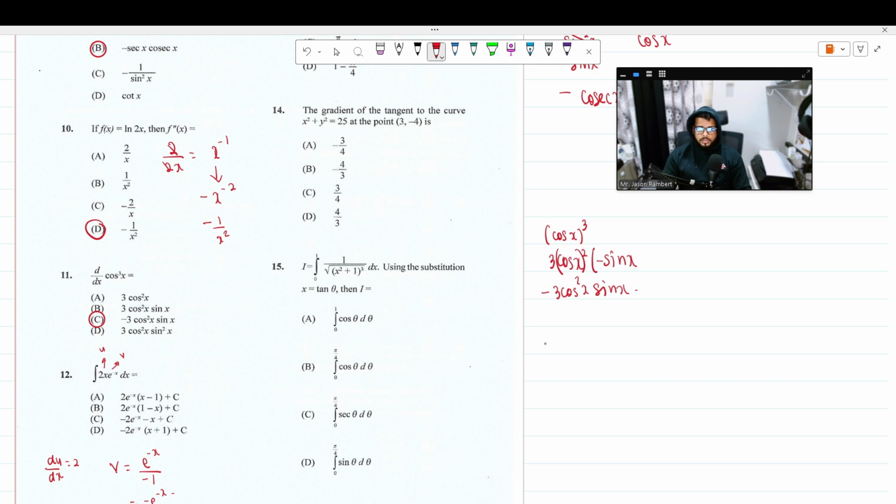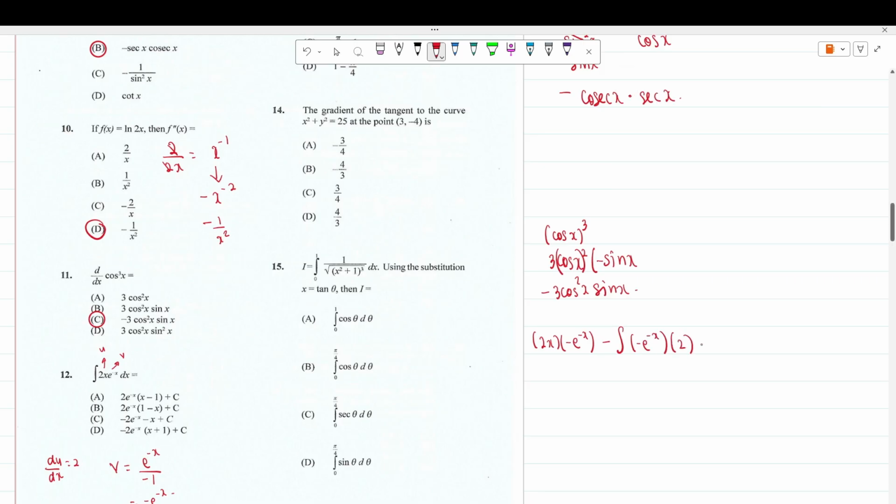The integral is going to be u v, 2x by minus e to the minus x, minus the integral of v, minus e to the minus x, du dx, which is 2 dx. This is minus 2x e to the minus x. I'm going to get a plus 2 the integral of e to the minus x dx. Well, I could integrate that. That is minus 2x e to the minus x plus 2 multiplied by minus e to the minus x. Because I just now integrated e to the minus x and got that.